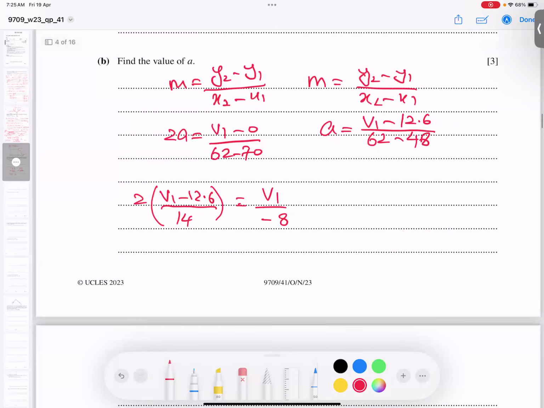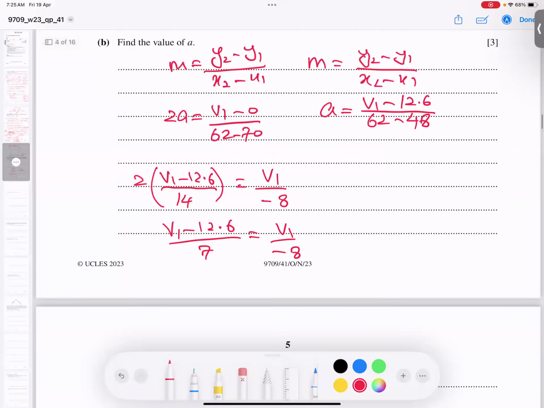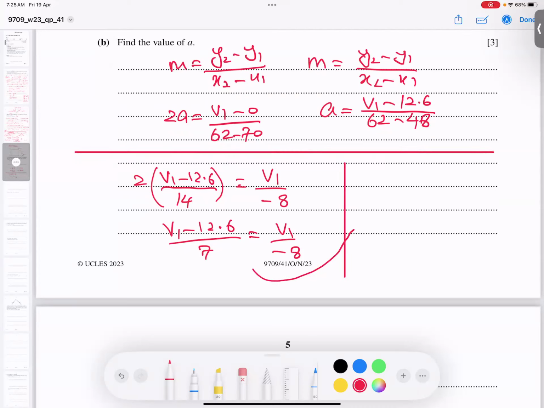And what he was asking is to get the acceleration value, okay? So this is a cancel, 2 7s are 14. So V1 minus 12.6 over 7 and V1 over -8. Cross multiply. I am doing it here. So -8 V1 and plus 12.6 times 8.